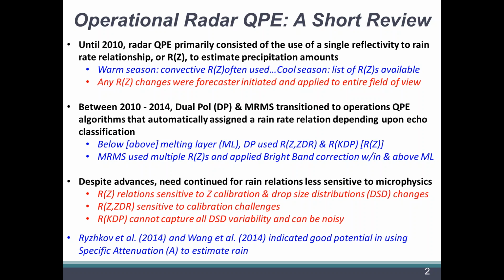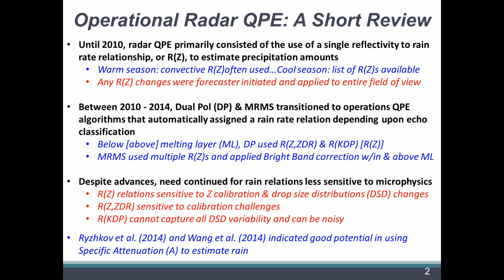Between 2010 and 2014, dual pole and MRMS transitioned to operations QPE algorithms that automatically assign a rain rate relation depending upon the echo classification. Below the melting layer, dual pole used an R-Z and R-Z-ZDR and R-KDP relationship. Within and above the melting layer was primarily R-Z. Meanwhile, for MRMS, we used multiple RZs, and we applied a bright band correction within and above the melting layer.